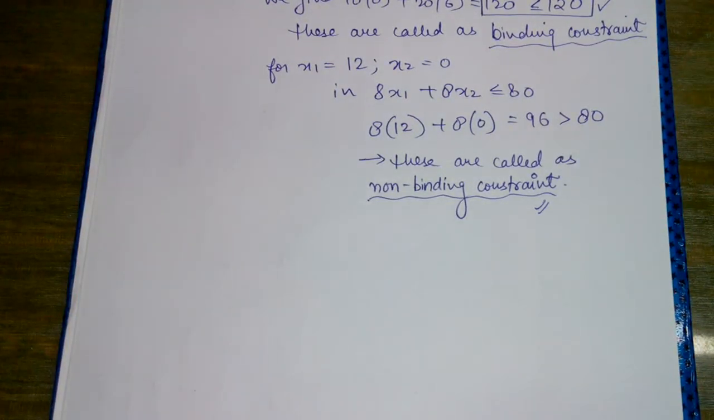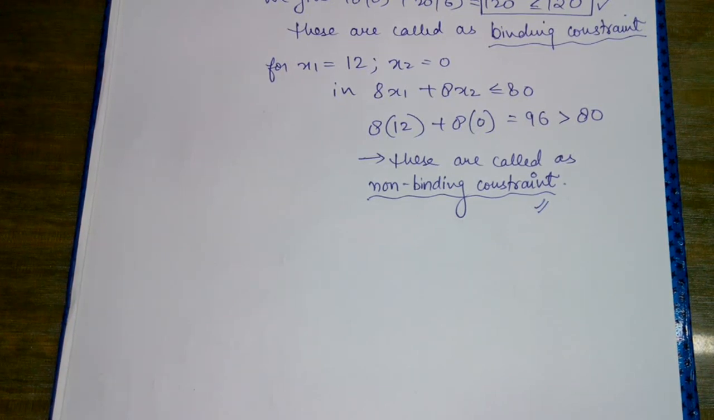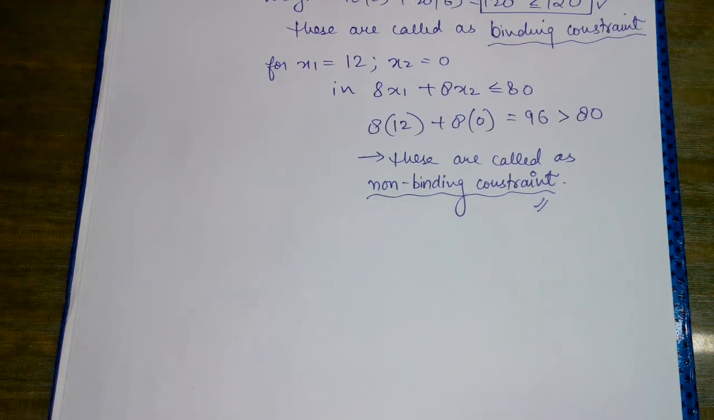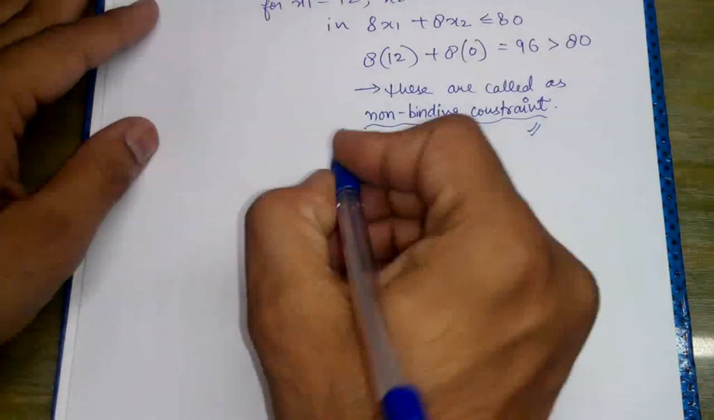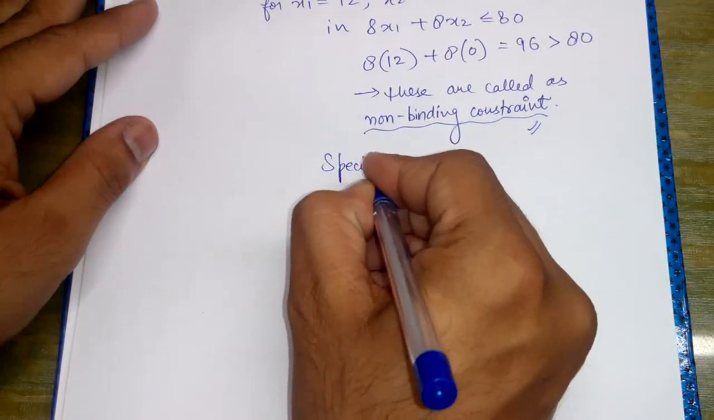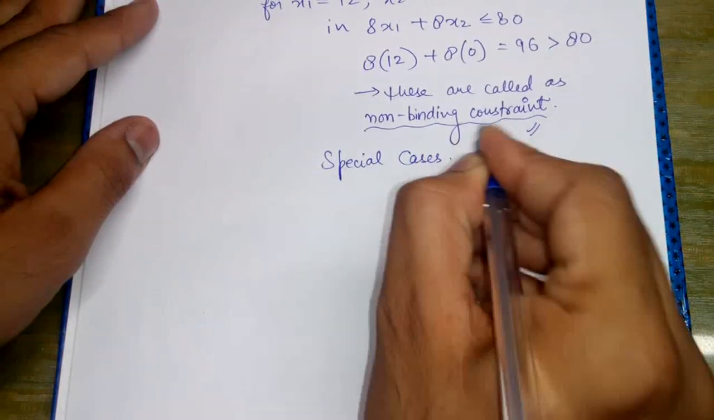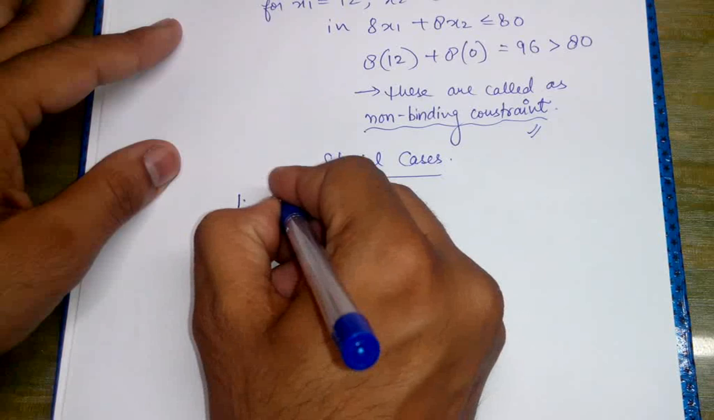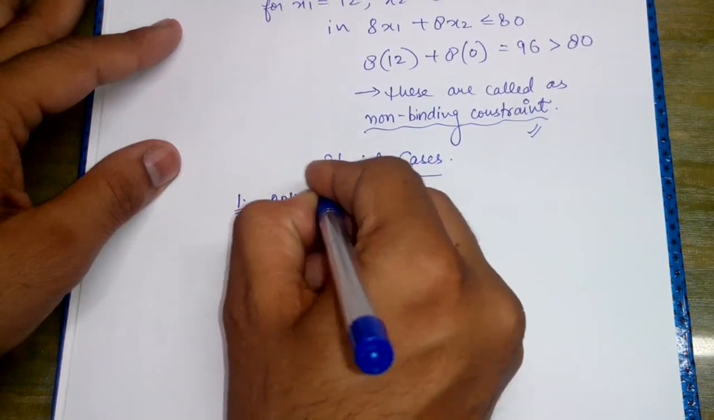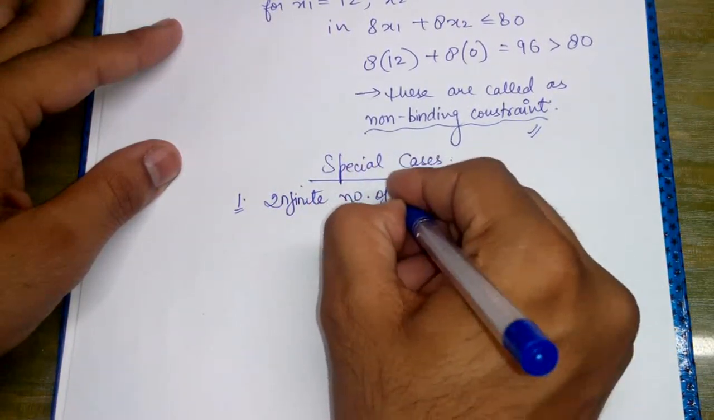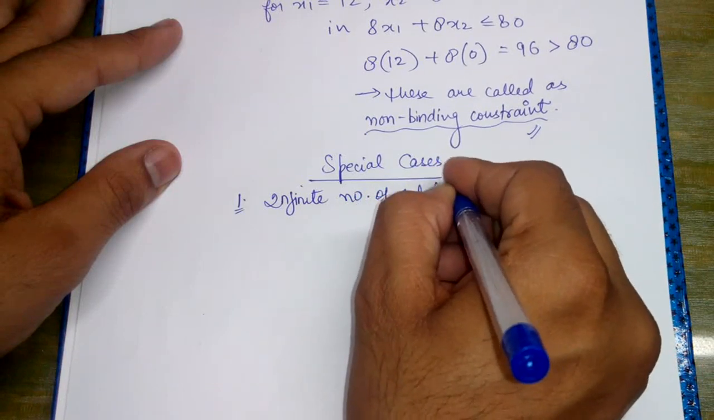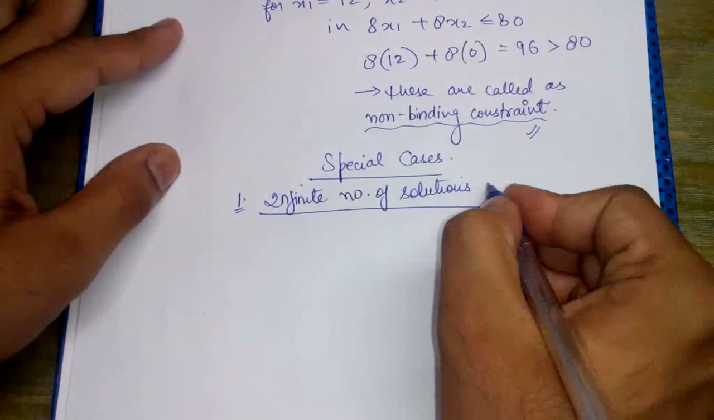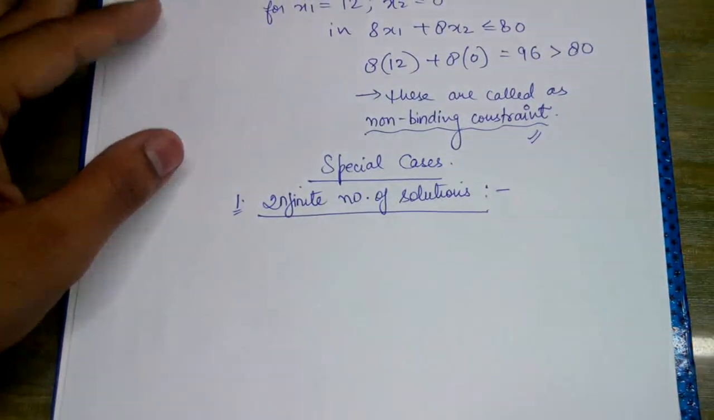Now we will discuss something important, and this is really very important about our solution. Now we will discuss the special cases in the linear programming problem. For the special cases, the first one is infinite number of solutions. What are the conditions to obtain infinite number of solutions?